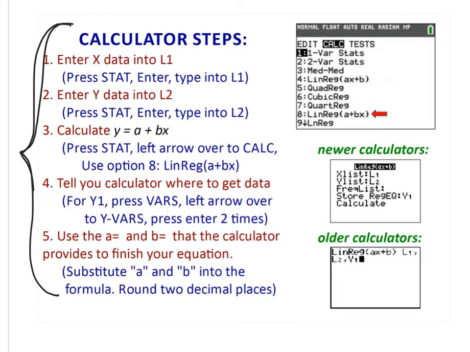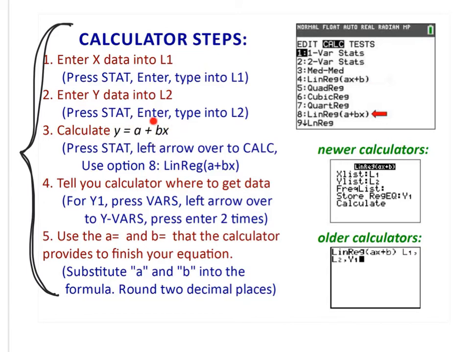What's in red is kind of the description of what the function you're doing is, and in blue is actually what you type into the calculator. So write down these 5 steps, what you're actually doing, and then how you do it, which is in blue. So let's go through this. We enter the X data into L1 and the Y data into L2. This is very familiar. Step 3 is we want to calculate Y equals A plus BX.